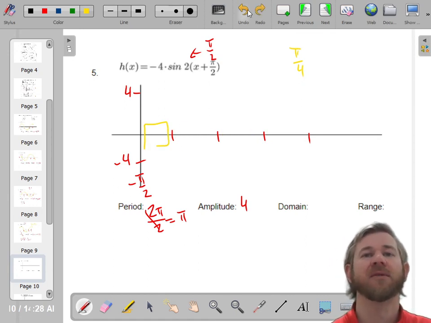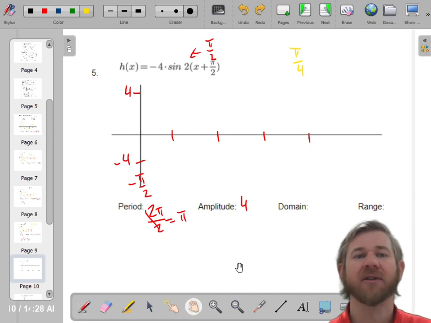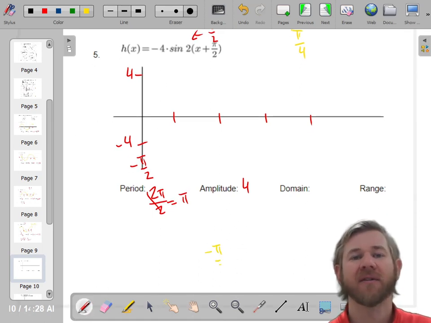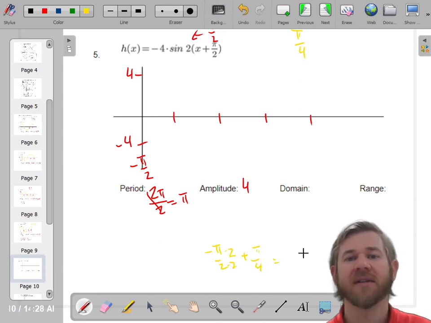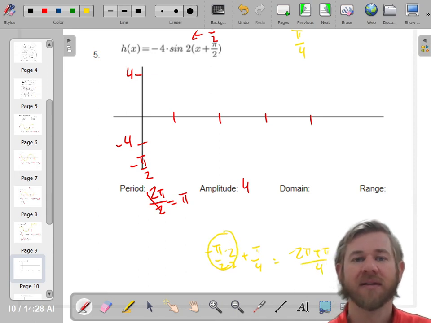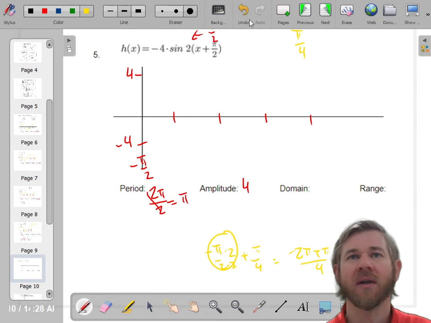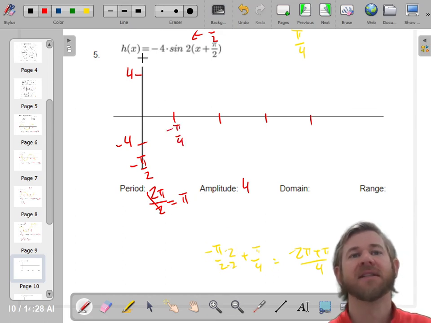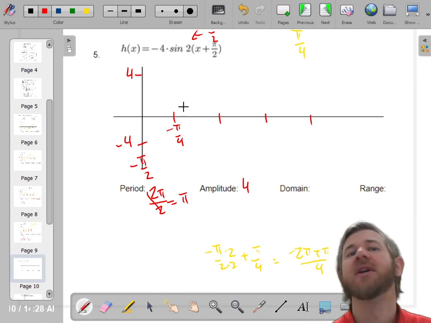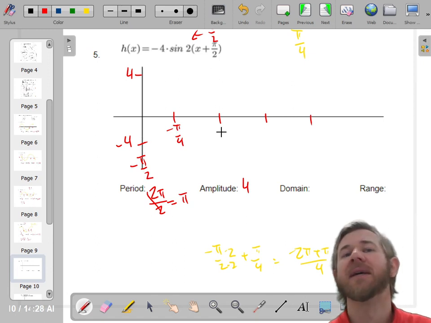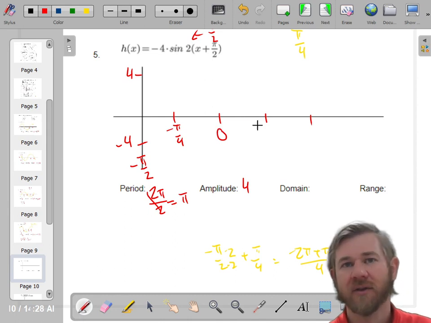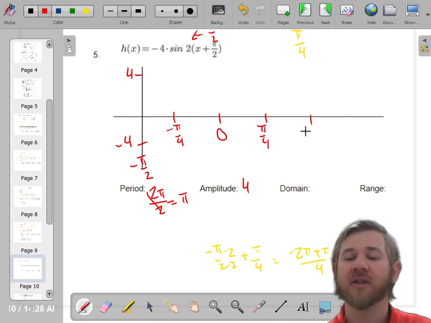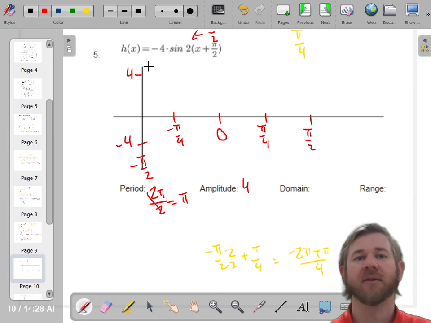But I've got to figure out where I'm starting. This is negative pi over 2. So if you want to do negative pi over 2 and you want to add pi over 4, maybe you can do this in your head and say, oh, this is negative 2 pi over 4s, and I'm going to add 1, which is going to get me negative 1 pi over 4. So this is negative 2 pi over 4s. Add 1, you get negative 1 pi over 4. Add another, you get 0 pi over 4s. Add another, you get 1 pi over 4. And add another one, you get 2 pi over 4s, which is pi over 2.